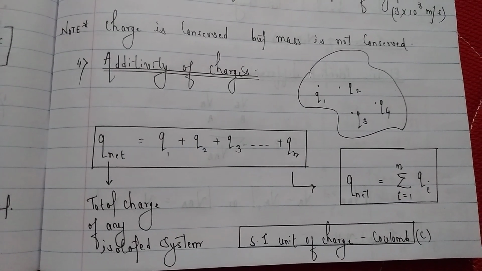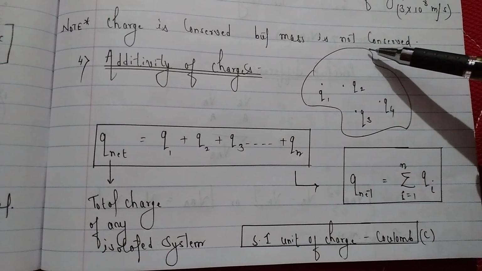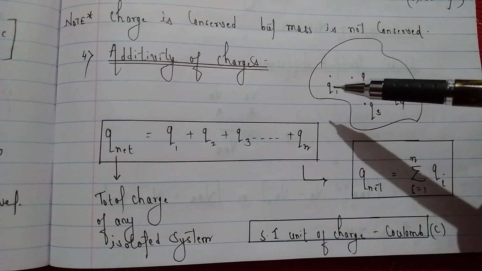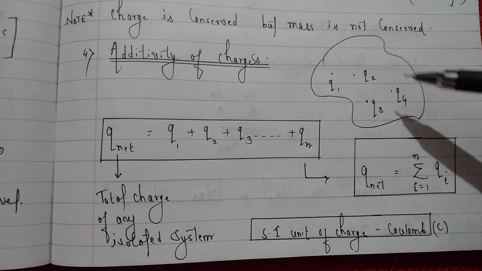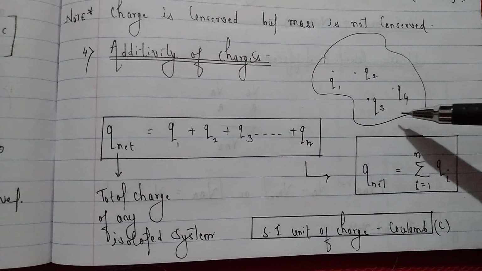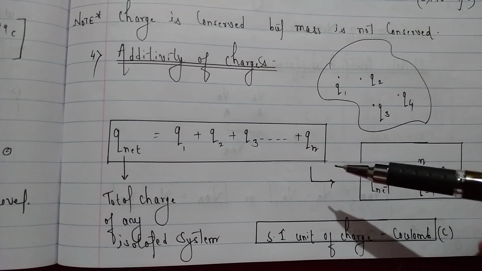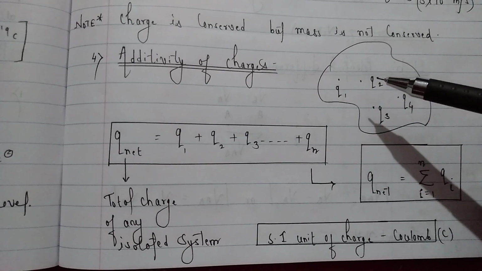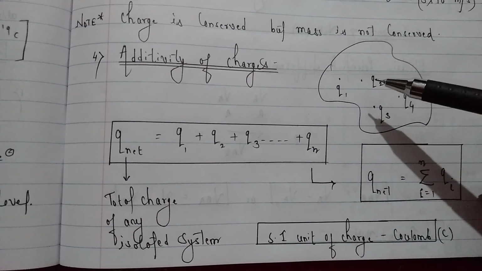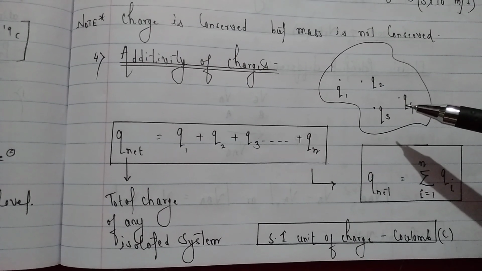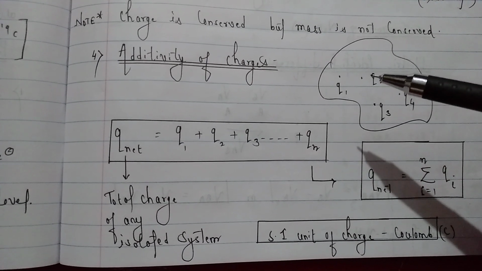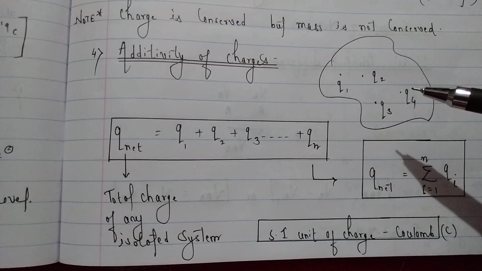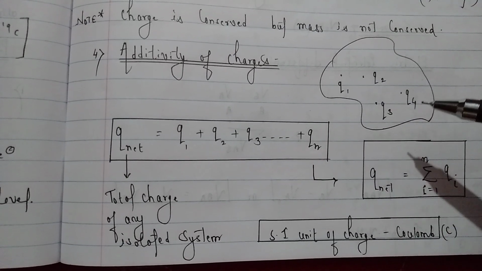The fourth property we will discuss is the additivity of charges. Let us consider this is an isolated system in which 4 point charges are residing, Q1, Q2, Q3 and Q4. So the net charge of this isolated system, the total charge of this isolated system, can be obtained as the algebraic sum of the magnitudes of all the charges. Suppose Q1 and Q2 have a magnitude of 2 coulomb each, and Q3 and Q4 have a magnitude of 1 coulomb each. So the total charge will be equal to 2 plus 2 is 4 coulomb, plus 1 is 5 coulomb, plus 1 is 6 coulomb. So the total charge of the system will be 6 coulomb.